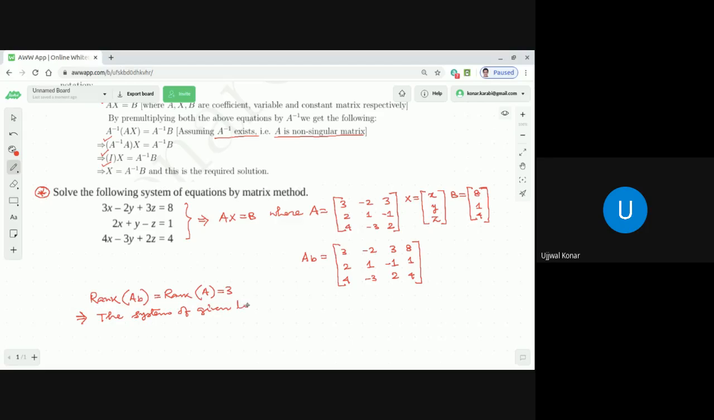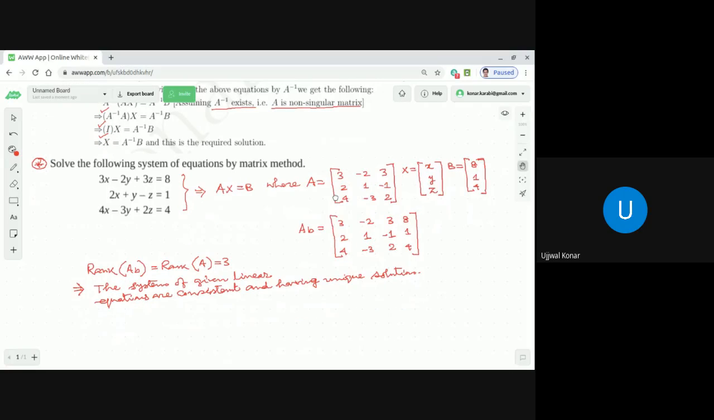This implies the given system of linear equations is consistent and having a unique solution. Solution exists means consistent. Correct, my dear students? Now we are going to find the solution to this one.